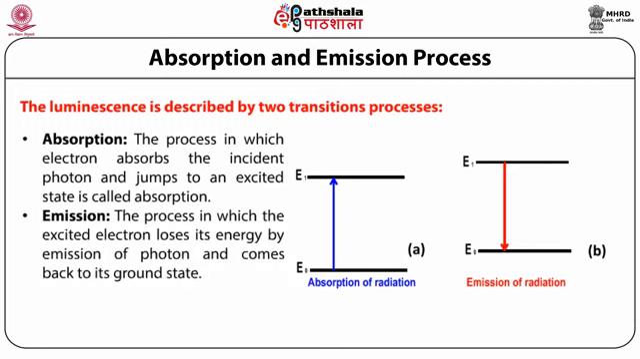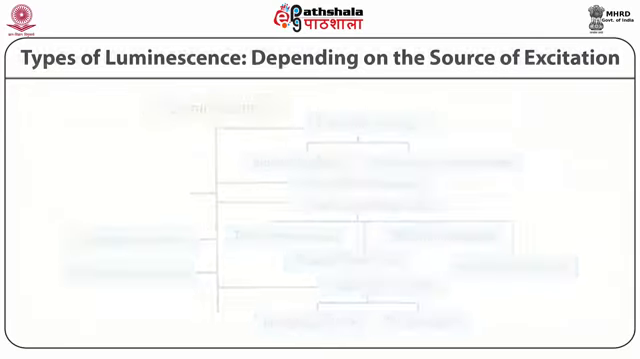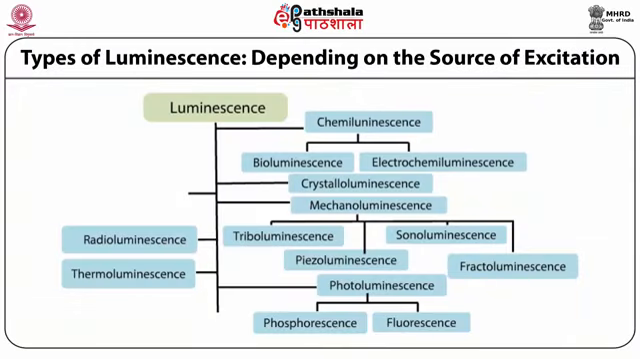The emission process is the process in which the excited electron loses its energy by emission of a photon and comes back to its ground state. It is shown in figure 1b. The luminescence process could be divided into various types depending on the source of the excitation energy, as discussed below.